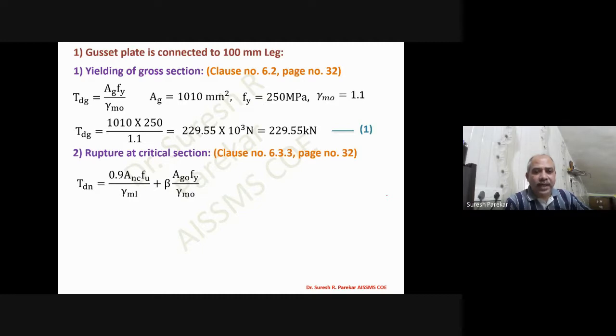Now go to rupture at critical section. The first part is the easy one. In the second part we have AGO Fy upon gamma M0, and this is for your outstanding leg. Now we have this outstanding leg as 75. How to calculate this value? For this, for the connected leg, our value of ANC is what we are going to get.